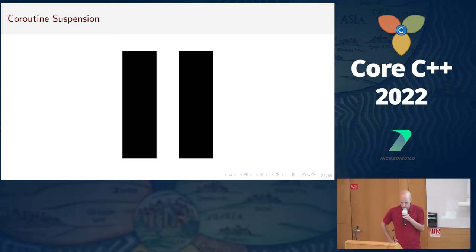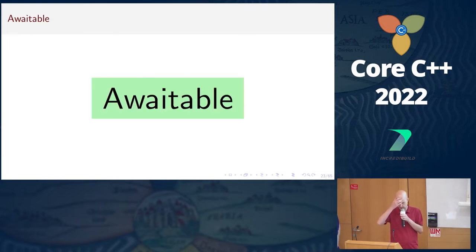So we've been talking about this suspension now. What does that actually mean? And to understand that, we need one more piece to the puzzle, and that's the awaitable.